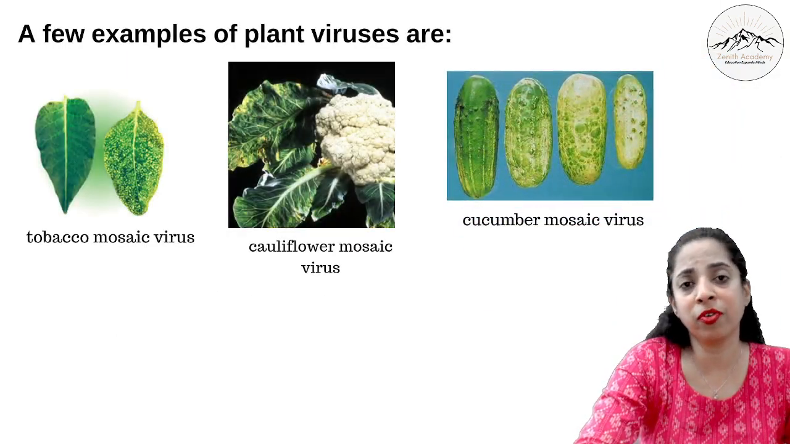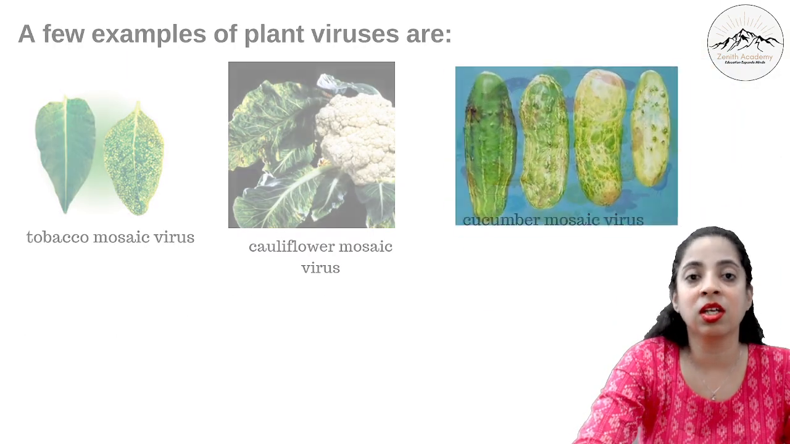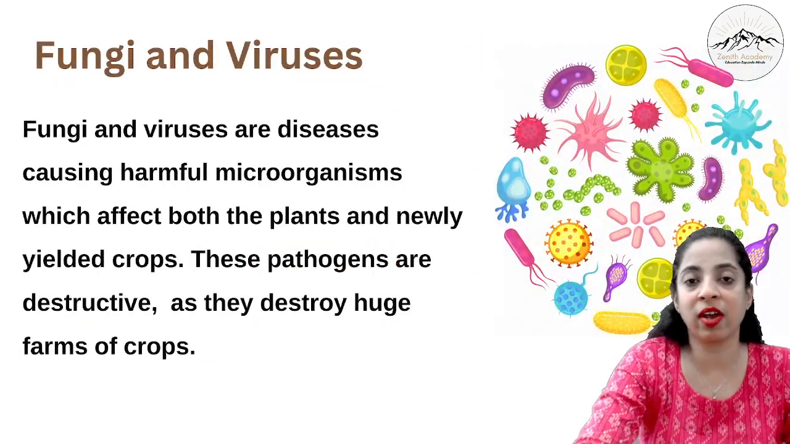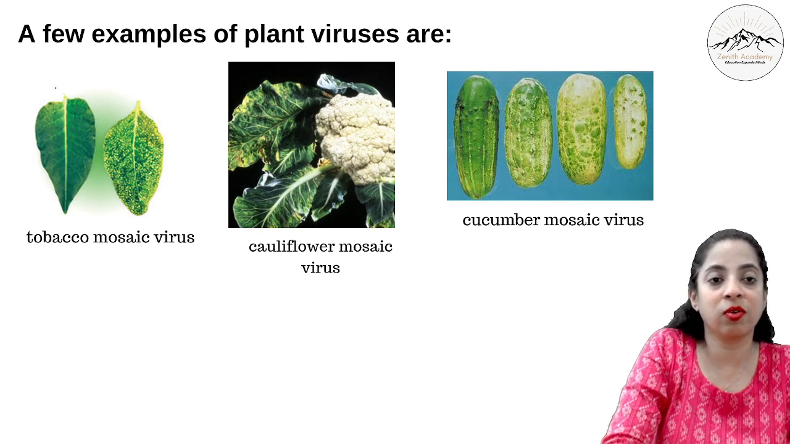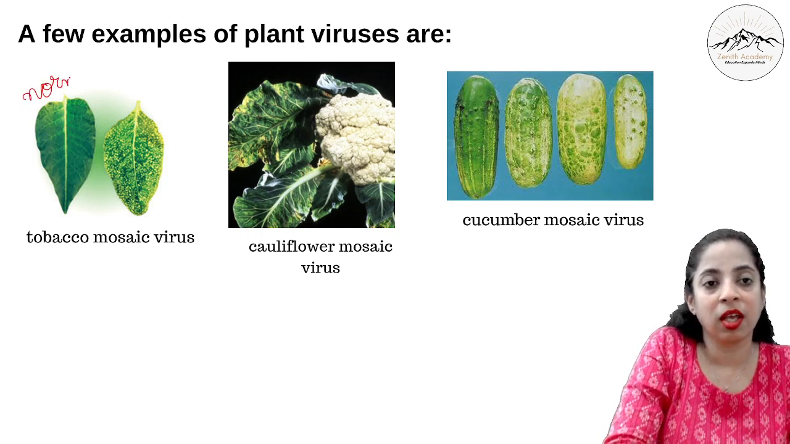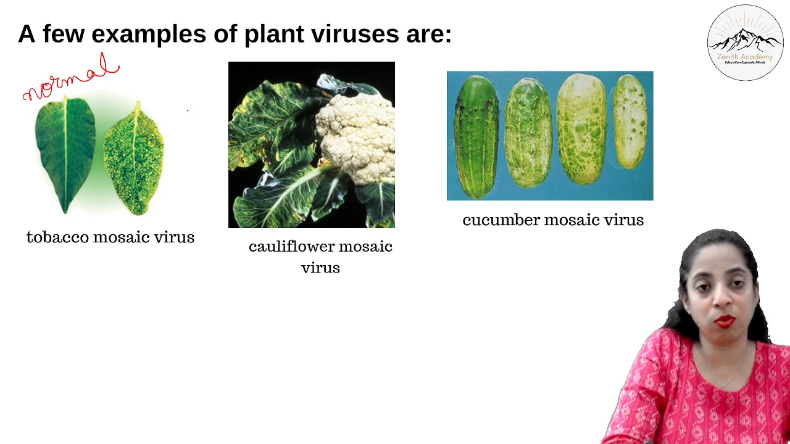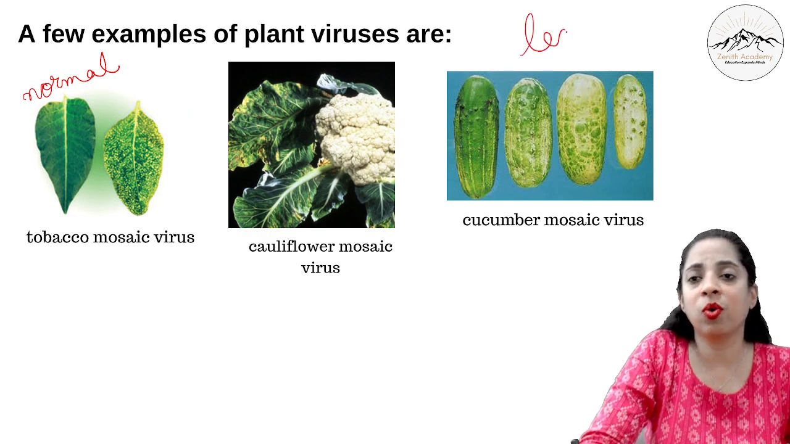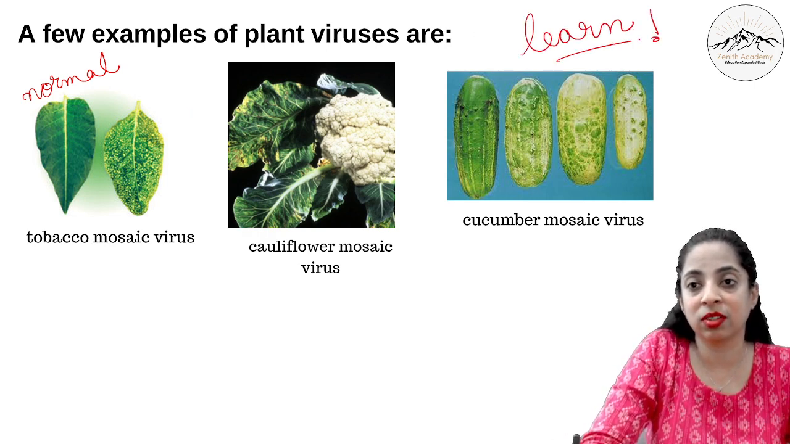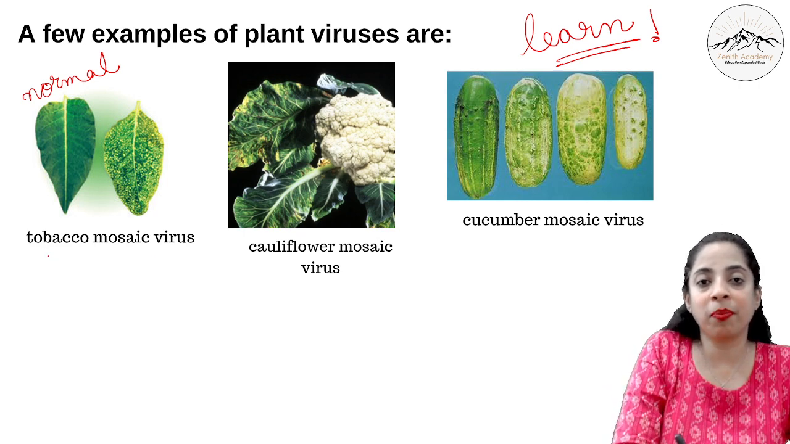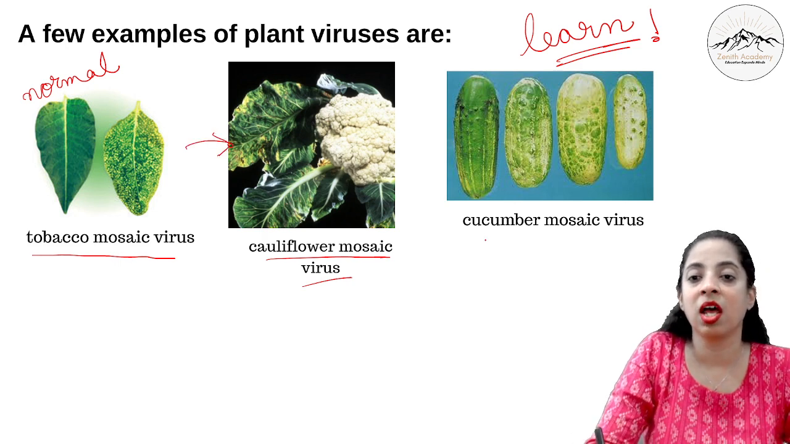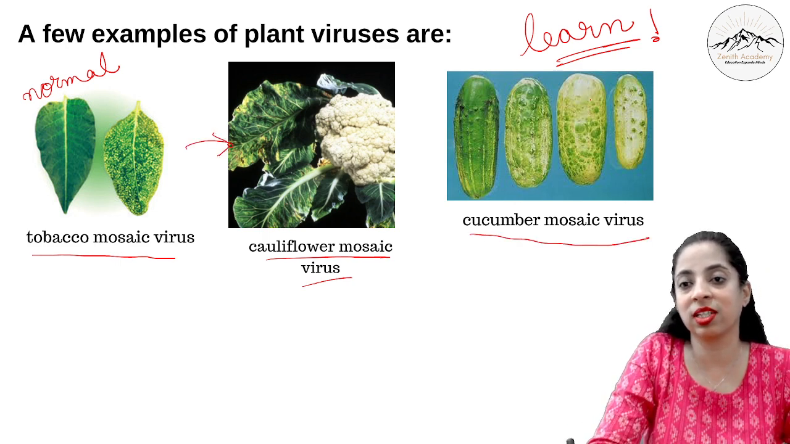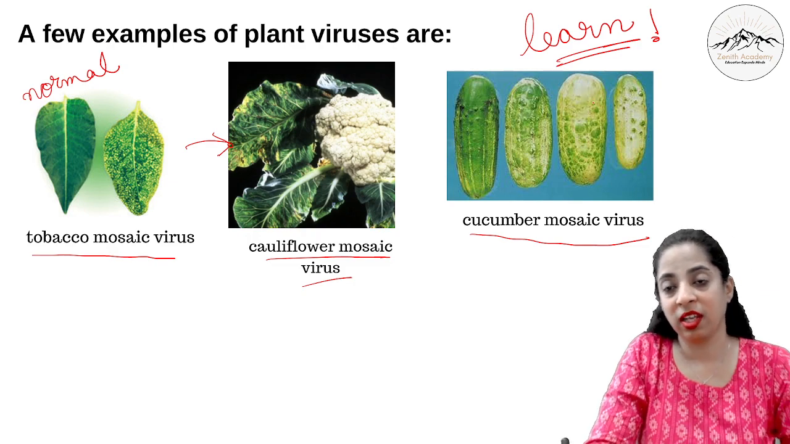Now let's talk about a few examples of plant viruses. Okay. So we'll be talking about fungi and viruses. So first virus. See this tobacco mosaic virus. You can see the normal leaf and the leaf infested with tobacco mosaic virus. Children, you have to learn these names. Okay. So a few examples of plant virus: tobacco mosaic virus, cauliflower mosaic virus. You can see the yellow patches here. That's because of the virus. And cucumber mosaic virus. You can see they are all distorted and yellow patches are there.